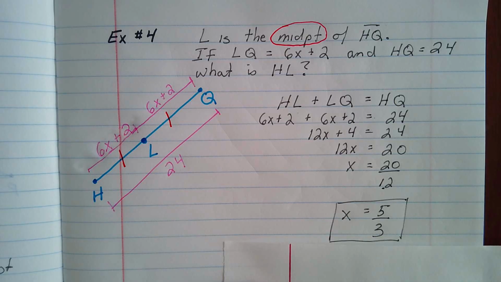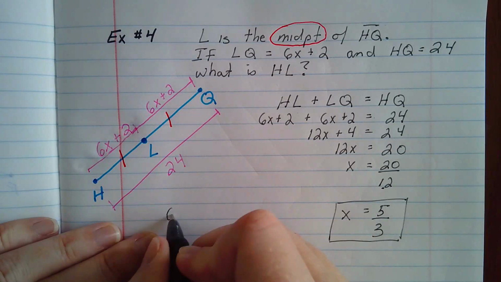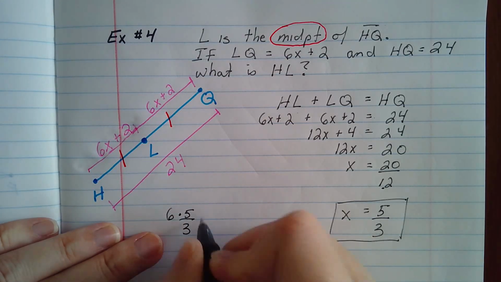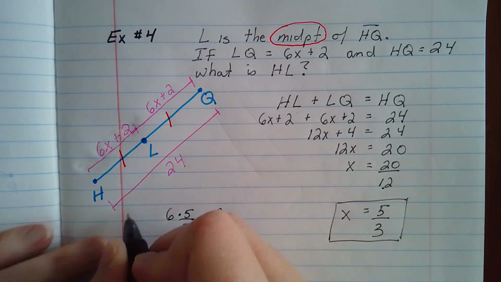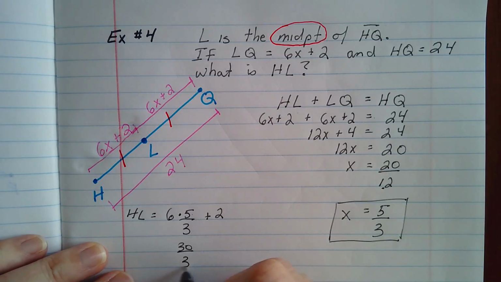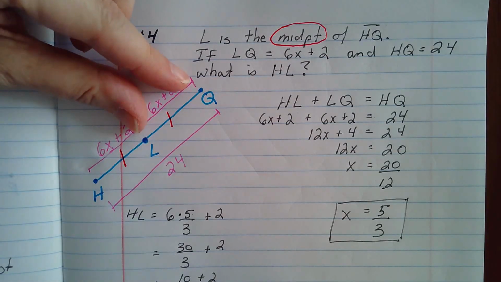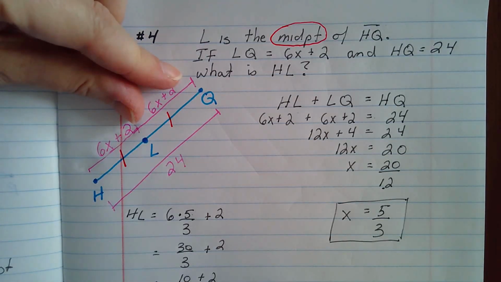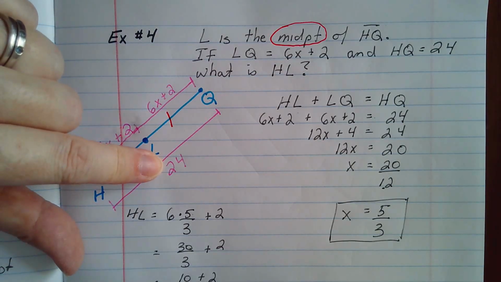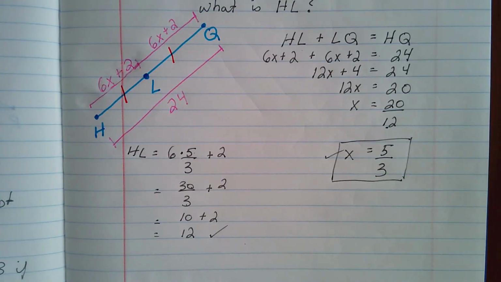We can go back and check our work. And if we have 6 times 5 over 3 plus 2. So this is HL. 6 times 5 is 30 divided by 3 plus 2. 30 divided by 3 is 10 plus 2, and that's 12. So if this is 12 and this is 12, because they're the same value and they equal 24, then I have definitely done the right work, and I was able to check myself for a test or a quiz. Best of luck doing this type of midpoint problem.